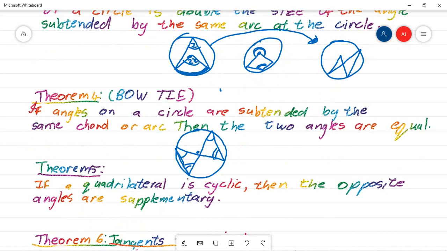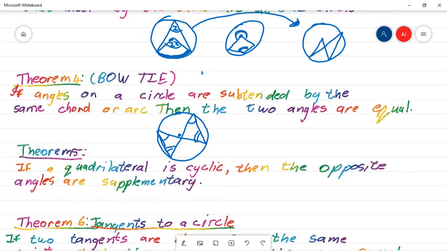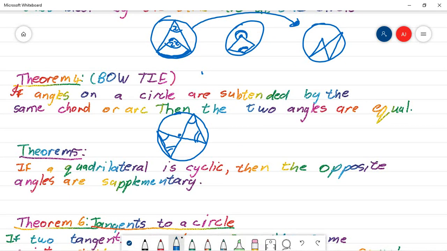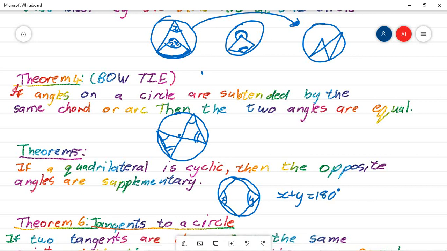Then theorem 5, if a quadrilateral is cyclic, then the opposite angles are supplementary. Now this one uses all the previous theorems to prove, but basically what it says, if you have your cyclic quadrilateral, then opposite angles together are 180 degrees.